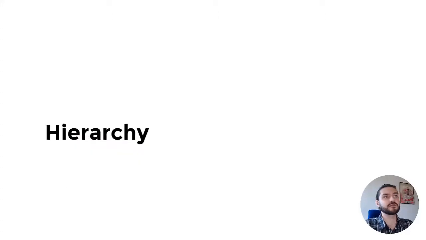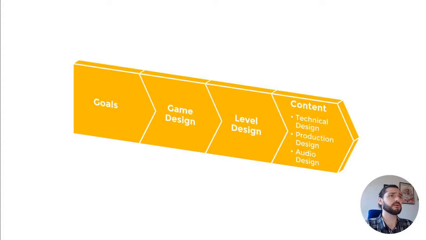So the hierarchy of design is something along the lines of this. You have your overarching design goals, which drive the design process. You have the game design itself, where you would define what the game actually is. How the game design is applied can be in part achieved through level design. And then we break down the design of the levels into the components from which they're constructed, which is the content. So that's things like technical design, production design, and audio design.